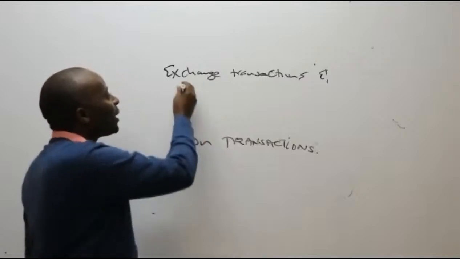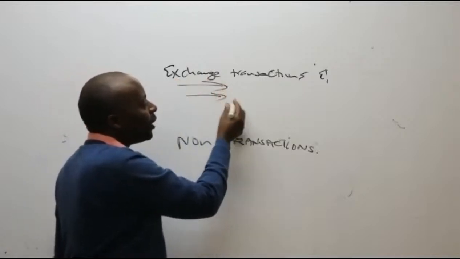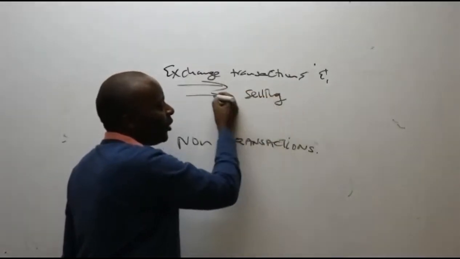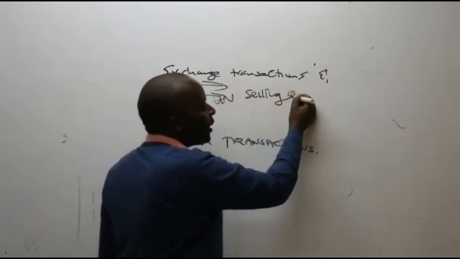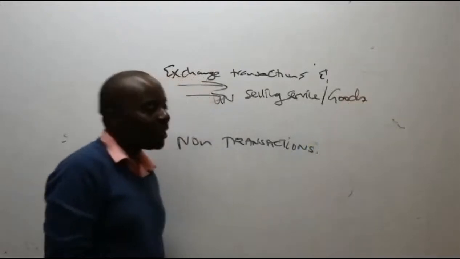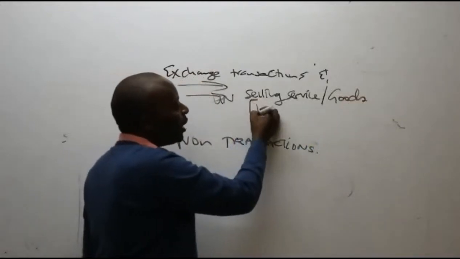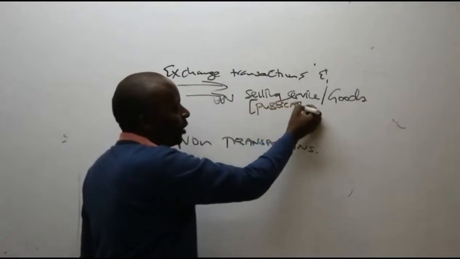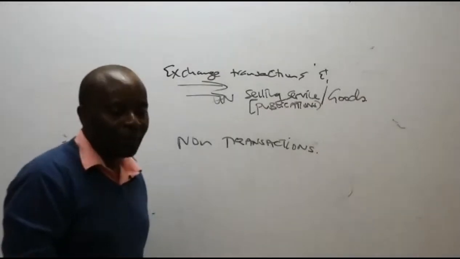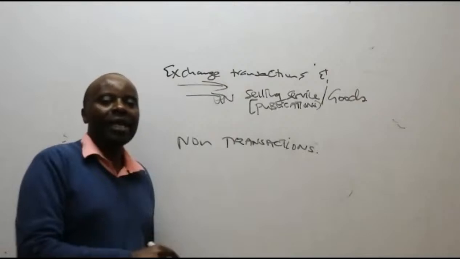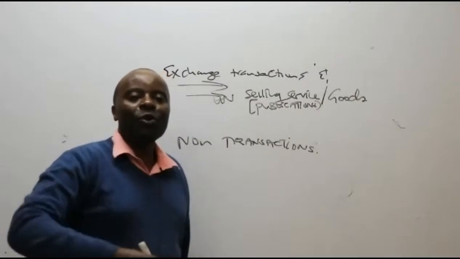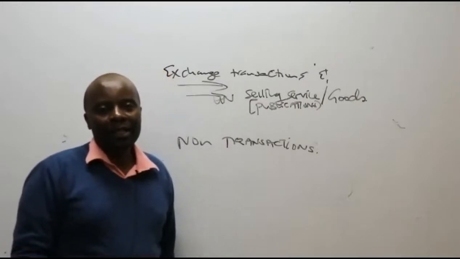So, ladies and gentlemen, exchange transactions, of course, are transactions where you are selling a service. Yes, you are the UN, but you could be selling some service, or you are selling, in this case here, some goods. For example, the UN is very much known for selling some publications. When you sell these publications, items that you have authored, and then you receive money, automatically that revenue is an exchange transaction revenue because you have given out something, right?